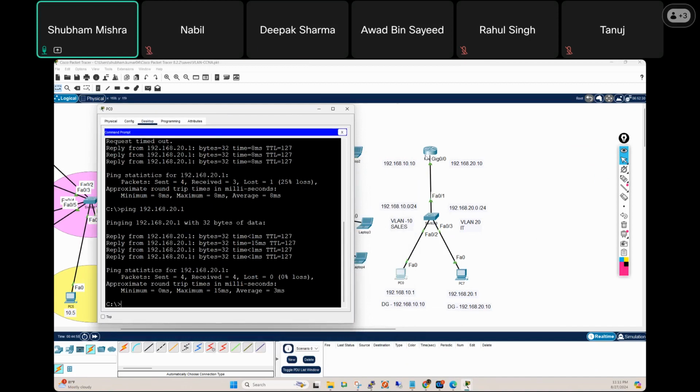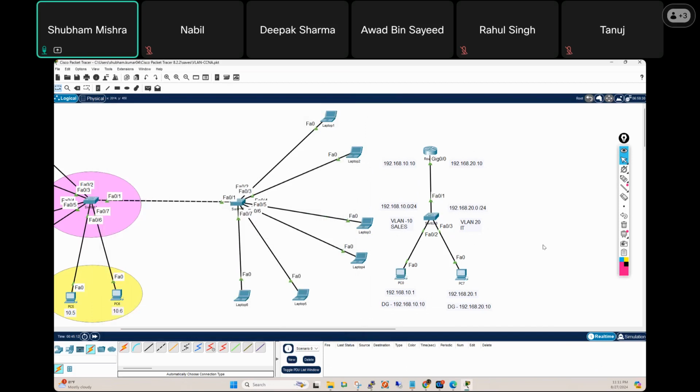The packet reaches the router. The router rewrites this packet, and again the router forwards this packet to the switch. The switch forwards it to the PC. The PC sends a packet that reaches here. Again, the router will forward it here. This is the flow. Is it clear?